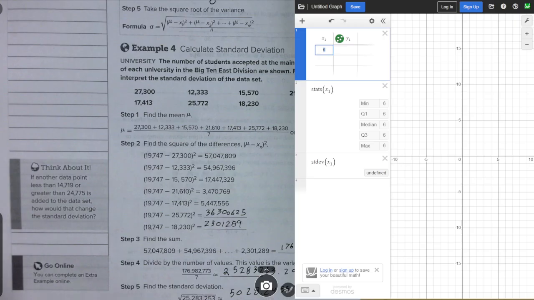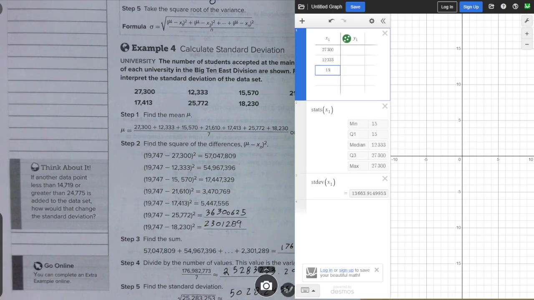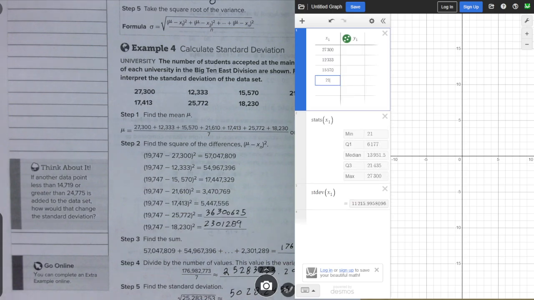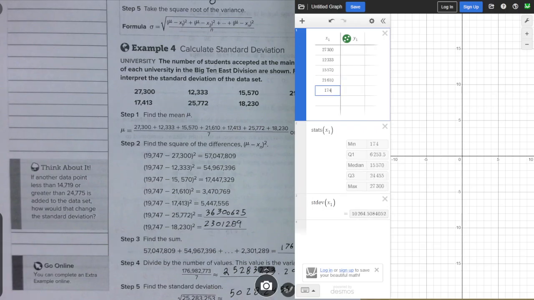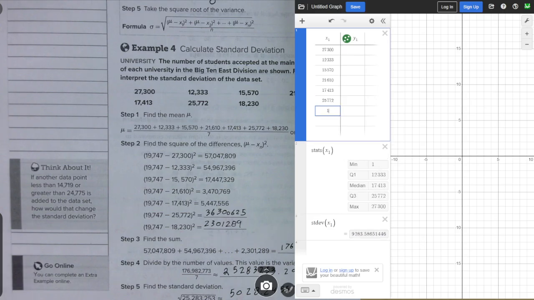We're back to our first value. We have 27300, 12333, 15570, 21610, 17413, 25772, 18230. 1, 2, 3, 4, 5, 6, 7. All right, and it says, oh, that's a little different. Did I type a number in wrong? Let's take a look.